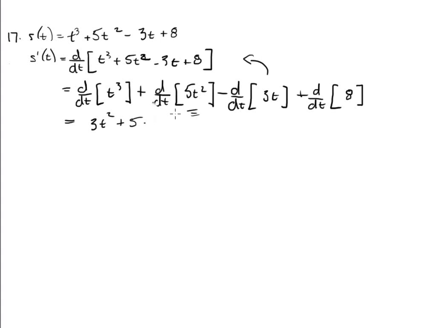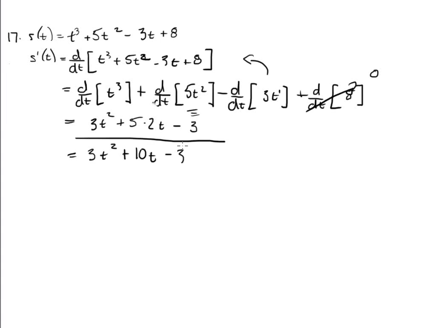We can bring down the exponent of 2 and subtract the exponent by 1, so 2 minus 1 is 1. Okay, so then this, constant multiple rule again, but this time our exponent is 1. Bring down the 1, subtract 1 minus 1, which is 0, so t to the 0 is 1. So that's minus 3, and then the derivative of any constant is 0. So this is what our derivative is equal to. We can simplify this a little bit more by saying 3t squared plus 10t minus 3.